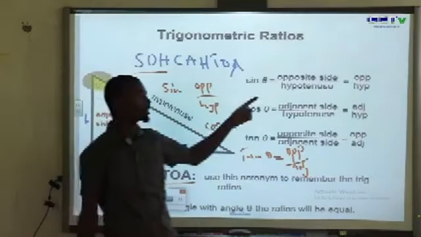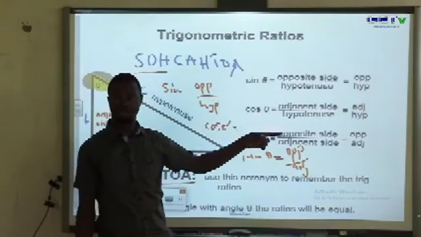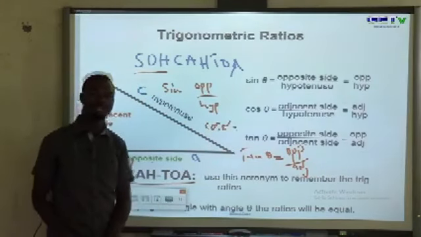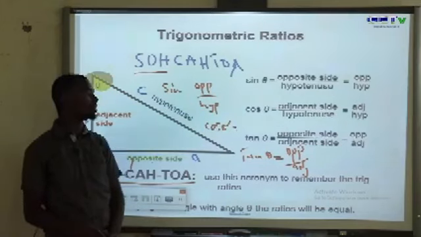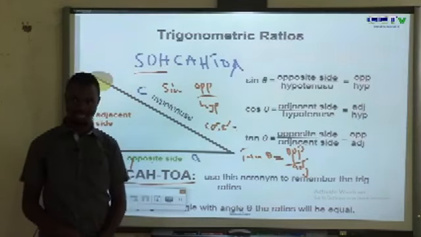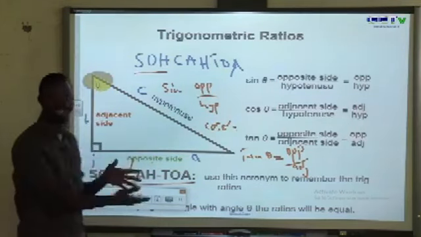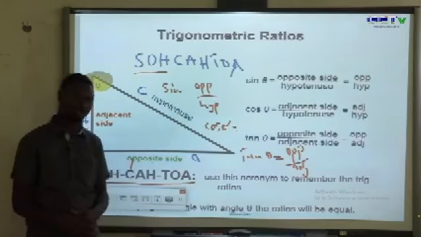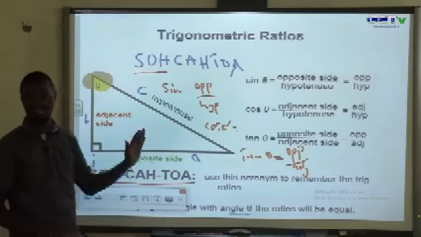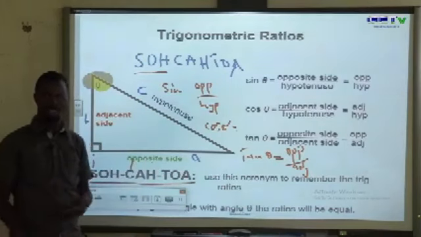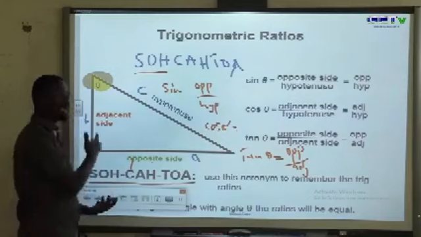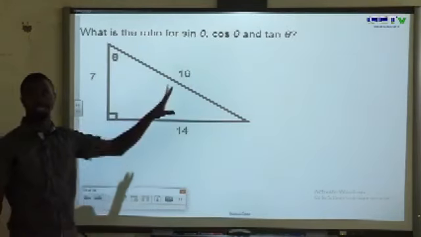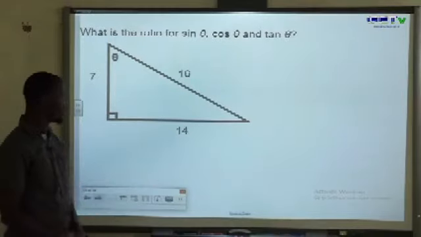We know sine theta is equal to opposite over hypotenuse, and cos theta is equal to adjacent over hypotenuse. Tan theta is equal to opposite over adjacent. The longest side of the right angle triangle is the hypotenuse, the side opposite the angle theta is the opposite, and the one adjacent to theta is the adjacent. So we have to identify those things in the right angle triangle.